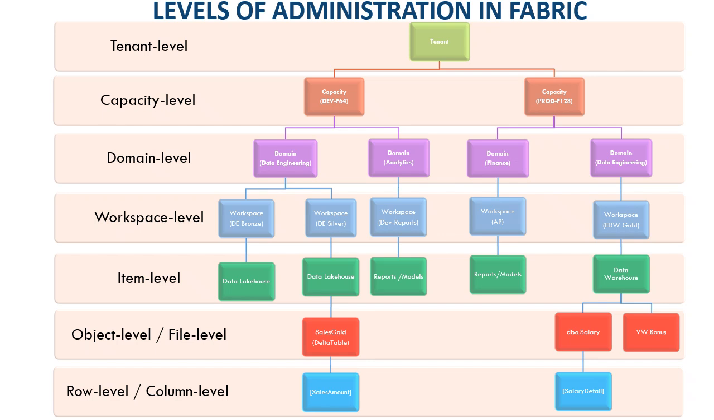But administration in Fabric doesn't just stop at the workspace. For more granular control, we have object and file level administration. This lets organizations specify access to individual reports, tables, or files, providing targeted protection and flexibility for sensitive assets. And finally, at the deepest level, we come to row and column level administration. This is where security policies can be applied directly to the data itself, limiting what information different users can see, right down to specific columns or rows in a table.